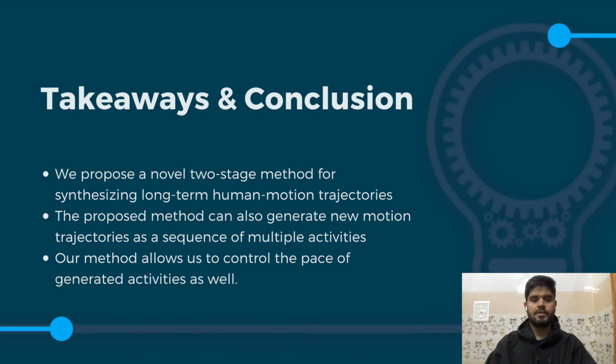Following are the takeaways and conclusion of our work. We propose a novel two-stage method for synthesizing long-term human motion trajectories. The proposed method can also generate new motion trajectories as a sequence of multiple activities. Our method allows us to control the pace of generated activities as well.